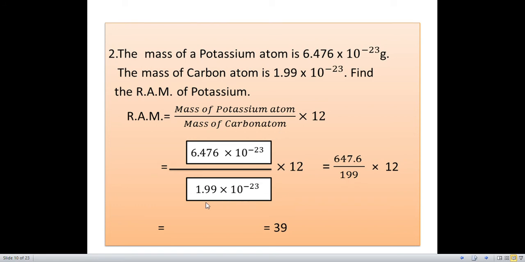And for the answer, there are two decimal places here. Then it becomes 199. Here you can move two decimal places, 647.6. Then you have to multiply by 12. So when you divide 647.6 by 199, the answer is 3.2. Multiplied by 12, you get the answer 39.